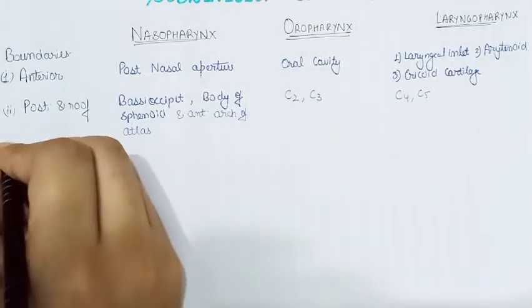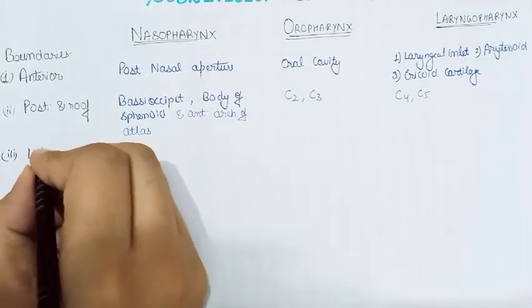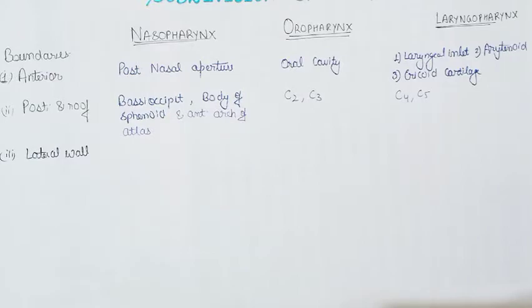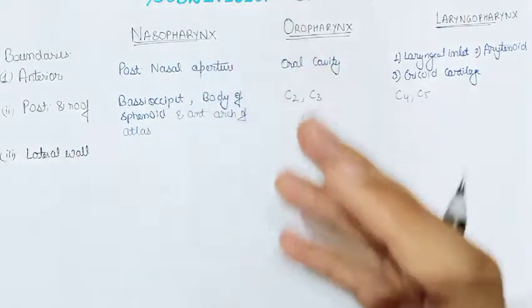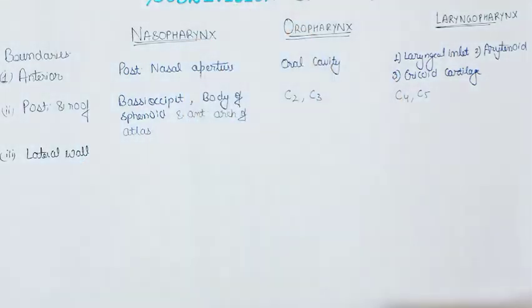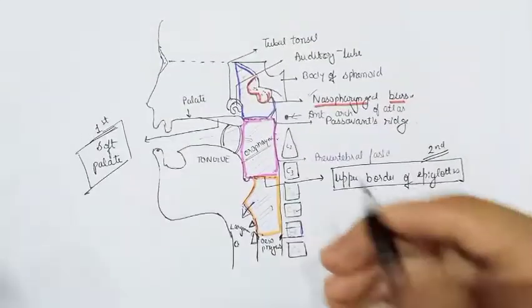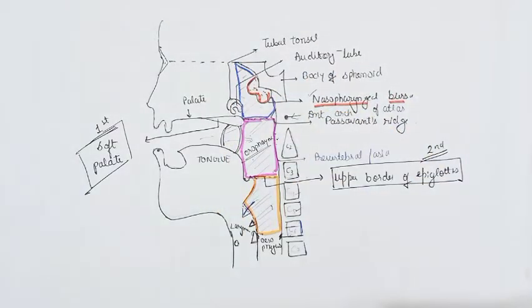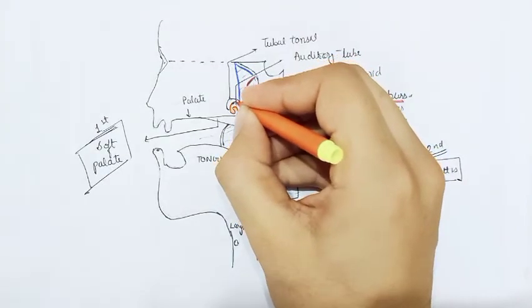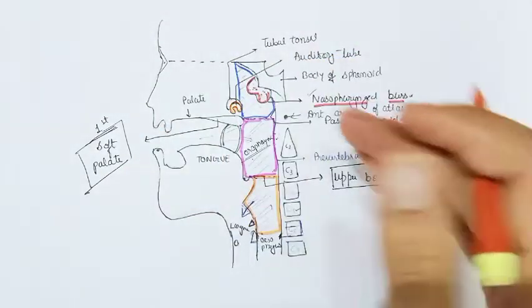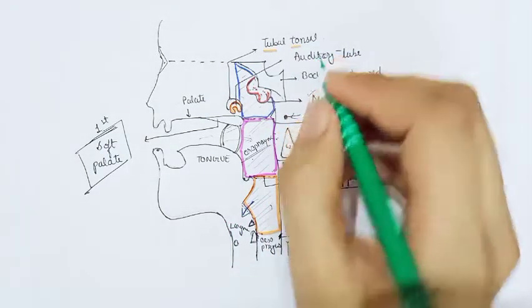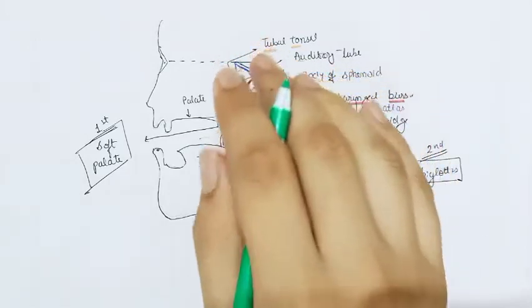Now let's talk about the lateral wall of all these three subdivisions. Later on, as I told you, we'll discuss in detail when we talk about the pharyngeal wall and the insertion and origin of different constrictors of the pharynx. If you look at the diagram, in the case of nasopharynx, here we have the opening of the auditory tube, and behind the auditory tube on the lateral sides we have the tubal tonsil. So in the lateral wall of the nasopharynx, we have the opening of the auditory tube, and the tubal tonsil behind it.